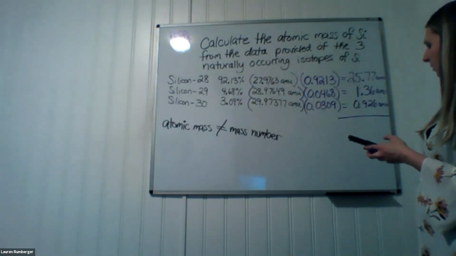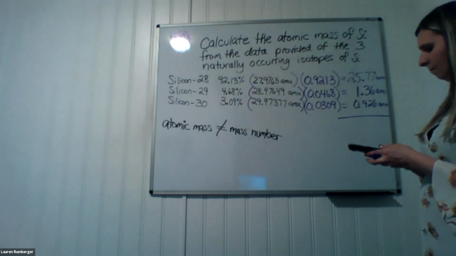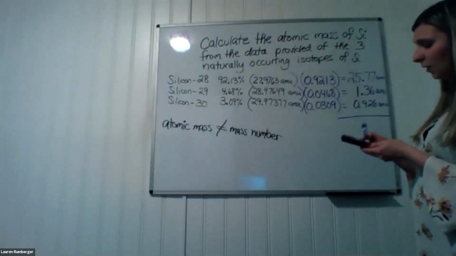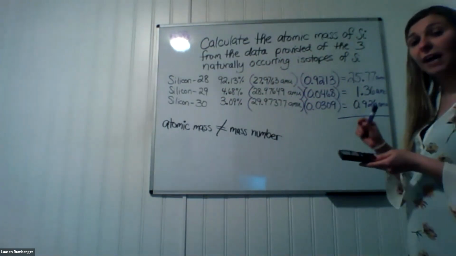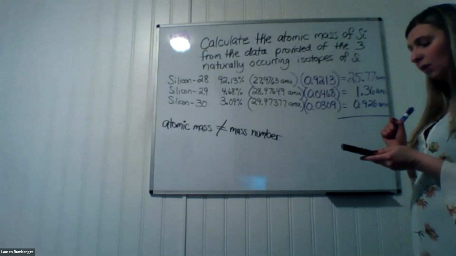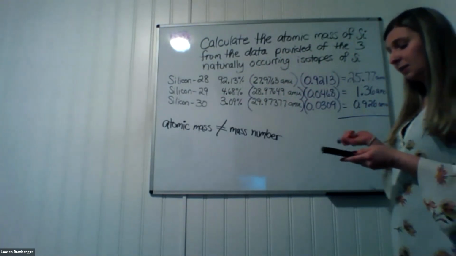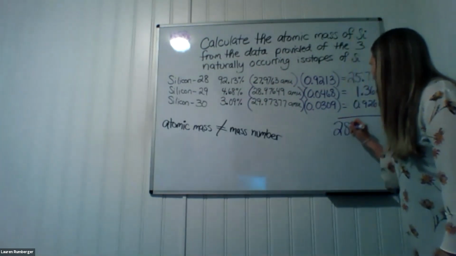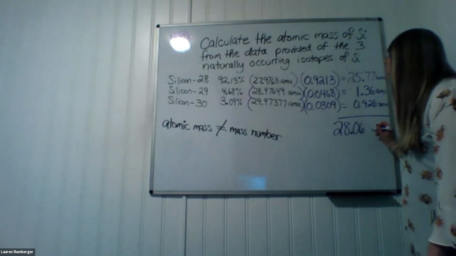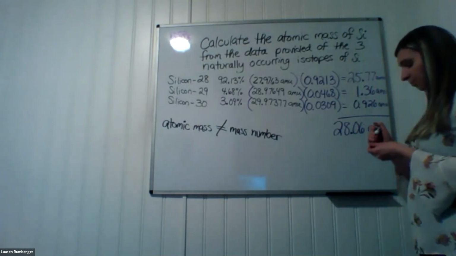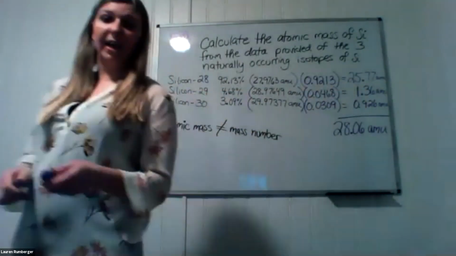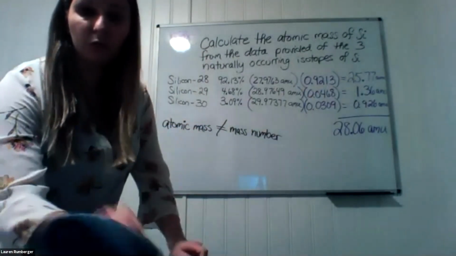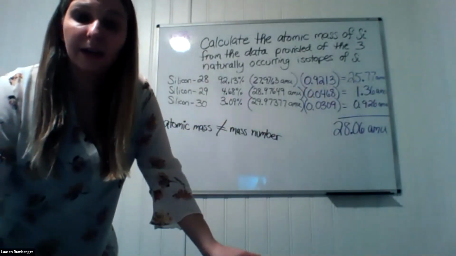So now let's add these together. What I'm seeing in my calculator is 28.056. So what that means is that we're going to round this to 28.06. 28.06 AMU. And you should notice that this mass is fairly close to what is expected on the periodic table.